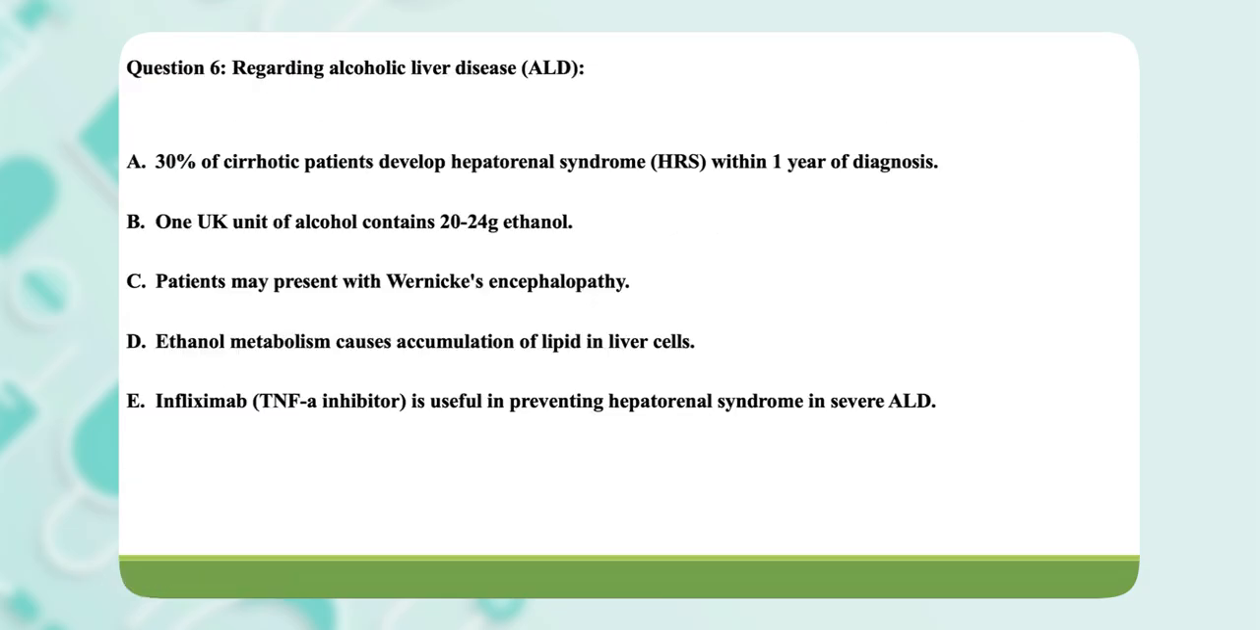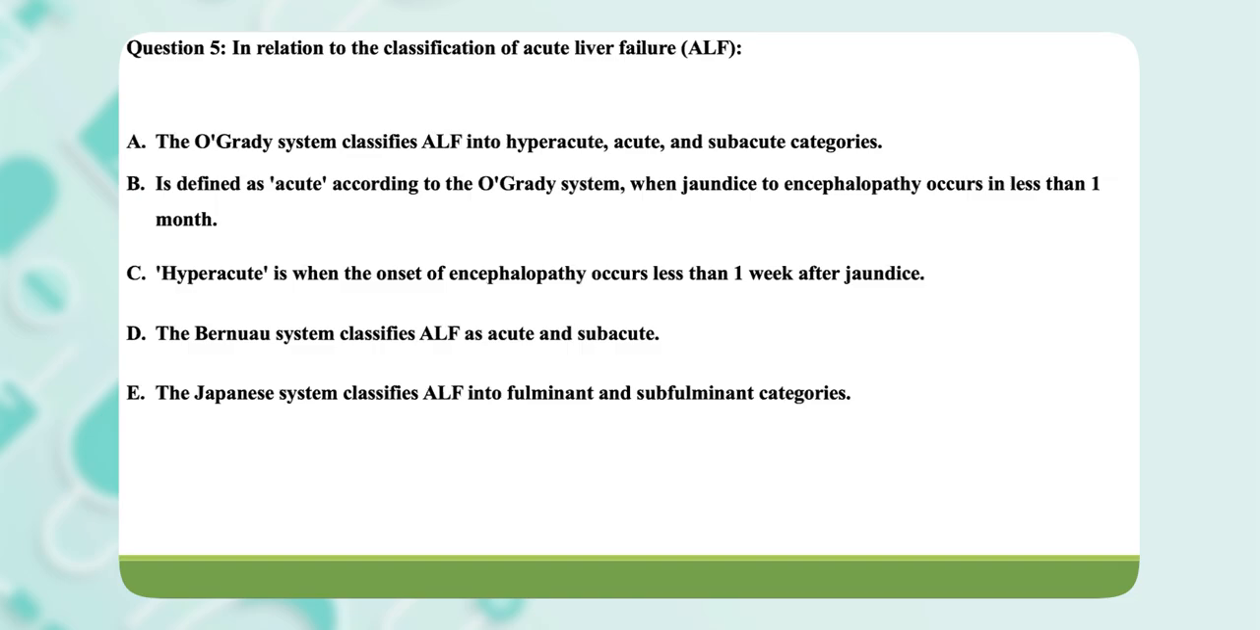In relation to classification of acute liver failure, we have already discussed the O'Grady system: hyperacute, acute, subacute. It is defined as acute when jaundice and encephalopathy occur in less than 1 month, and hyperacute when onset is less than 1 week after jaundice. The Bernuau system classifies ALF as acute and subacute, and the Japanese system classifies ALF into fulminant and subfulminant categories.